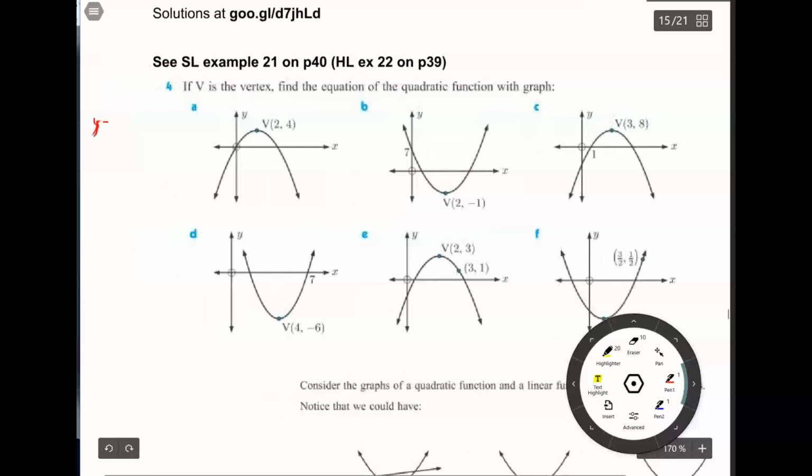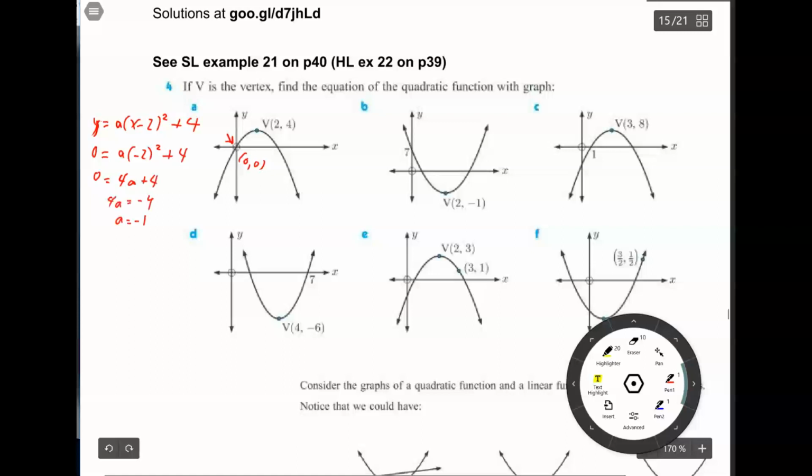So it'll be y equals a times (x minus 2) squared plus 4. And it happens to go through the origin. So one of the points on the curve is (0, 0). So I can find the a value by plugging in (0, 0). So I can put 0 minus 2, which is negative 2 squared, plus 4. So 0 is equal to 4a plus 4. 4a equals negative 4, so a is equal to negative 1.